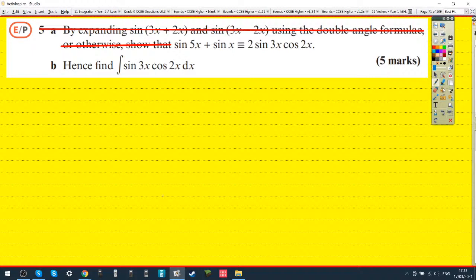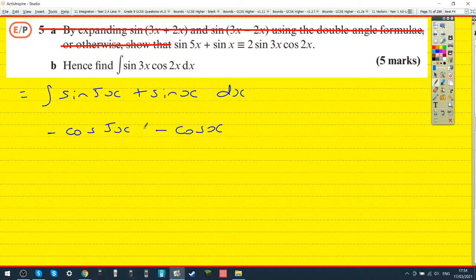So that's like integrating sine 5x plus sine x. Yeah. So we'll get minus cos 5x minus cos x. Don't forget to divide by the derivative of the function inside the function. Derivative of 5x. 5. And so the first one, you have to divide it by 5.